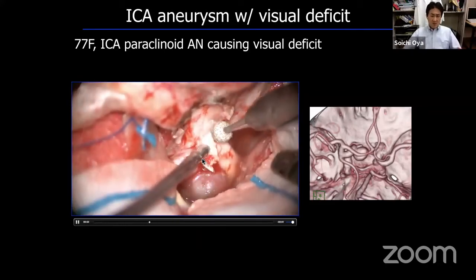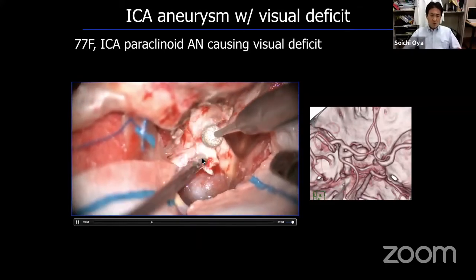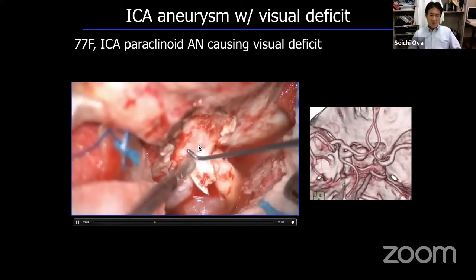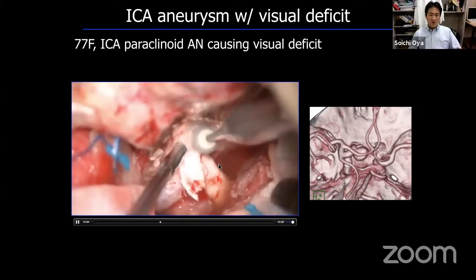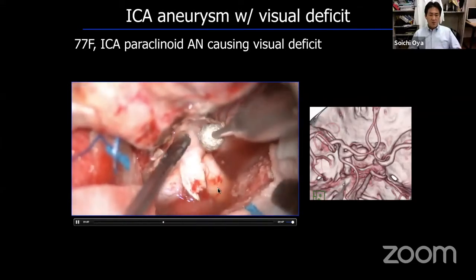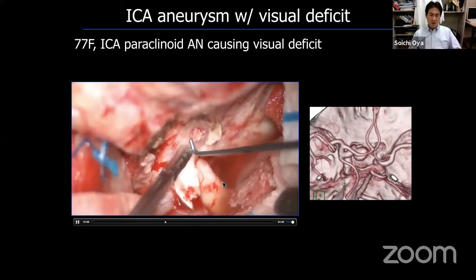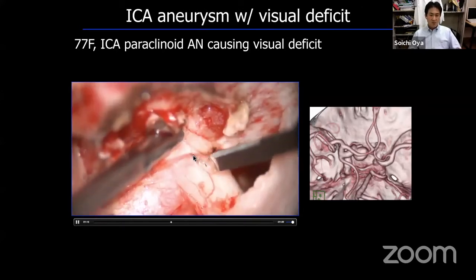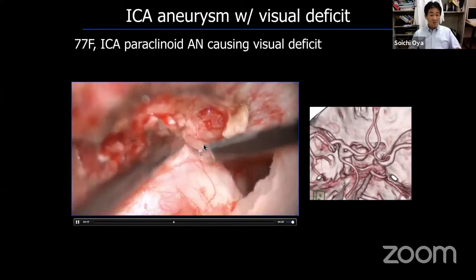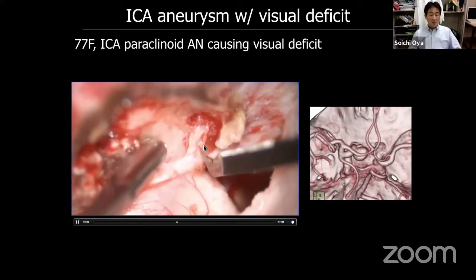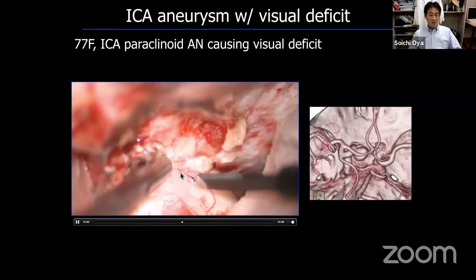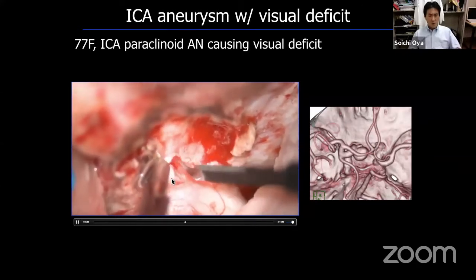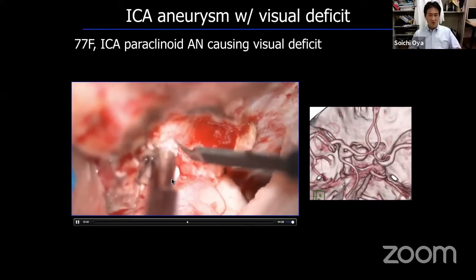And you have to be careful when drilling this portion because right underneath this bone, the optic nerve is running. And also this has already been damaged by long-term compression by the aneurysm. This is the falciform ligament. And by carefully opening the falciform ligament, you can see the dent here. This is the most vulnerable part of the optic nerve.